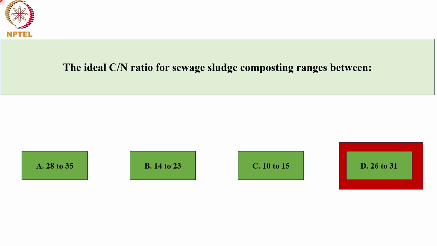Okay, see, the thing is the C by N ratio should be optimum. It should not be too low or too high for the bacteria to produce this. So this optimal range will lie between 26 to 31. So that is the thing. It should not be too low or too high.